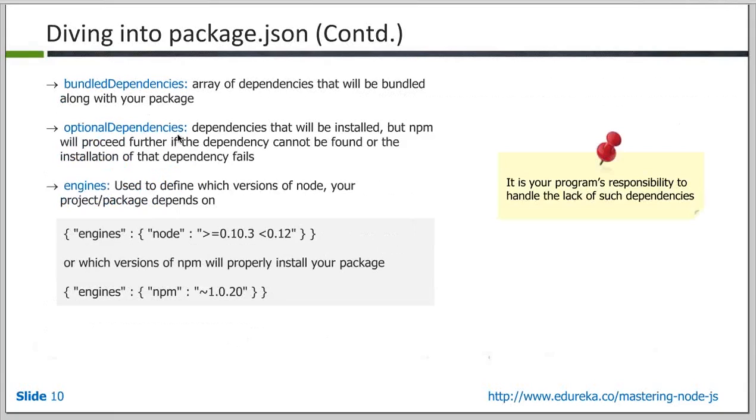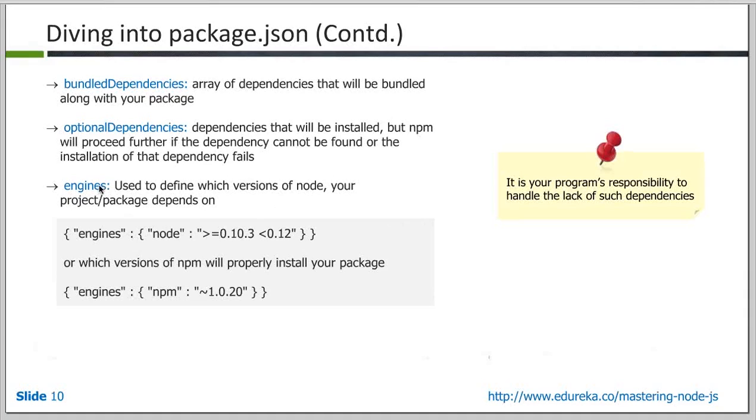There are other sections called bundle dependencies and optional dependencies. Generally, we rarely use these properties. So far, I did not find a need to use all these things because I'm going to introduce you to a tooling system which takes care of this. So bundle dependencies, an array of dependencies that will be bundled with your package. Optional dependencies will be installed, but npm will proceed further if the dependency cannot be found or the installation of the dependency fails. So generally the core modules of Node use these concepts, bundle dependencies and optional dependencies. Sometimes when you're running an npm install of a core package, you might see this optional package failed or bundle dependency not available. Still the development works because they have written it in such a way.